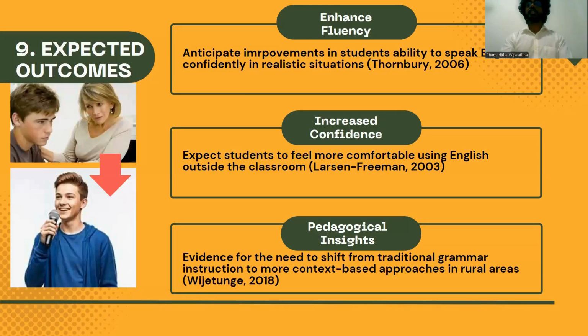So these are the expected outcomes, right? I have got a couple of expected outcomes in my proposal presentation. So I'll be explaining one by one. First one is enhanced fluency. Students will improve their ability to speak English in realistic, everyday situations, aligning with Thornbury 2006 findings.